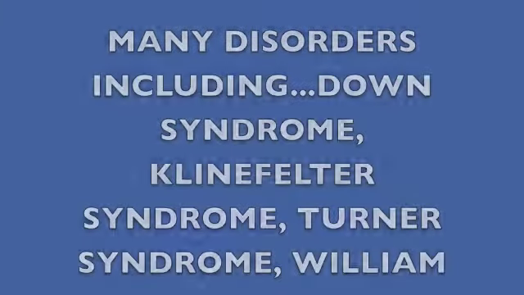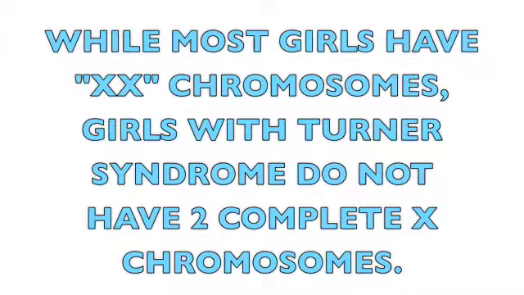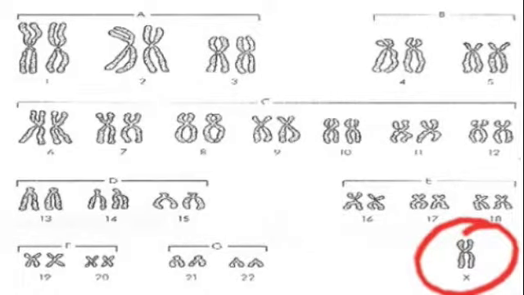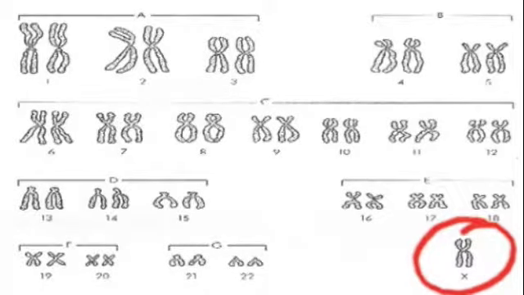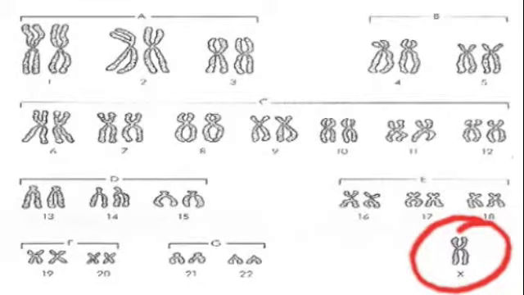There are many disorders caused by problems in the meiotic process like Down syndrome, Klinefelter syndrome, Turner syndrome, and Williams syndrome. Let's focus on Turner syndrome, caused by an abnormal count of sex chromosomes in the karyotype. Turner syndrome is a medical disorder that affects about 1 in every 2,500 girls. Most girls are born with two X chromosomes, but girls with Turner syndrome are born with only one X chromosome, or they are missing part of one X chromosome.